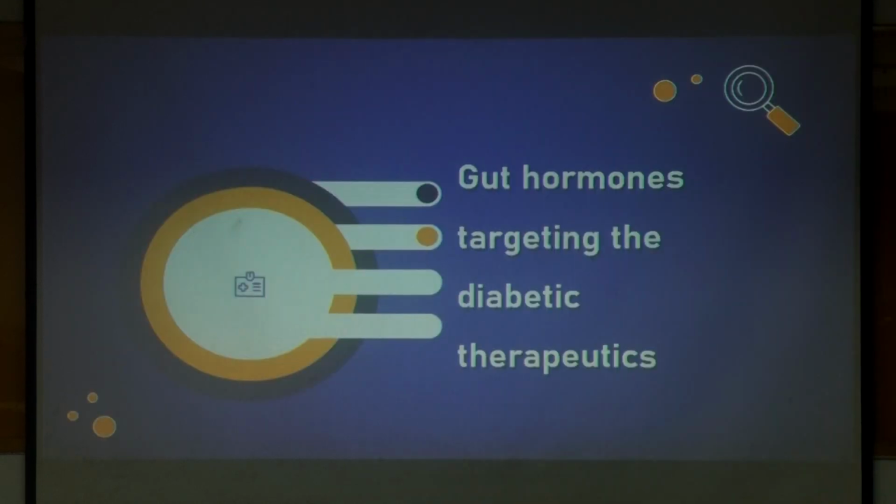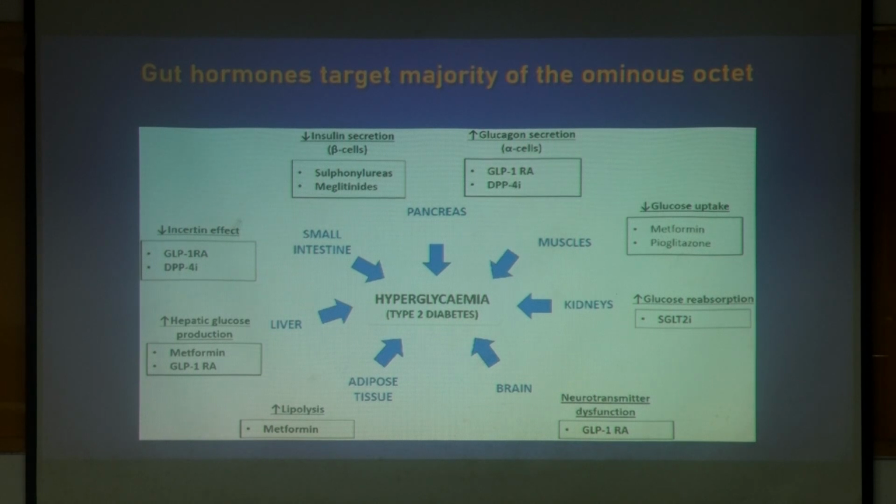So with this background, how do they target diabetic therapeutics? We all know these gut hormones address the majority of the ominous octet. They have an impact on the beta cells by reducing insulin secretion, on the small intestine through the incretin effect, on the liver by increasing hepatic glucose production, on the adipose by increasing lipolysis, on the brain via neurotransmitter dysfunction, and on the kidneys, where glucose reabsorption is increased, targeted by SGLT2 inhibitors, and on the muscles by reducing glucose uptake. So they address the ominous octet.